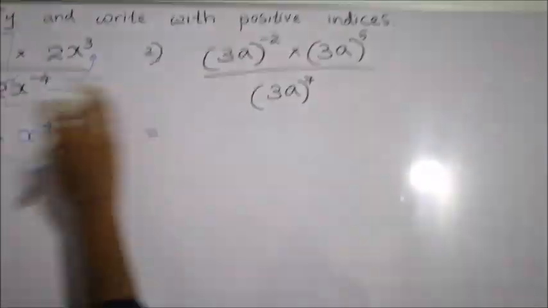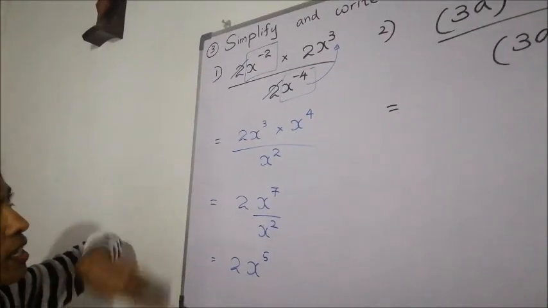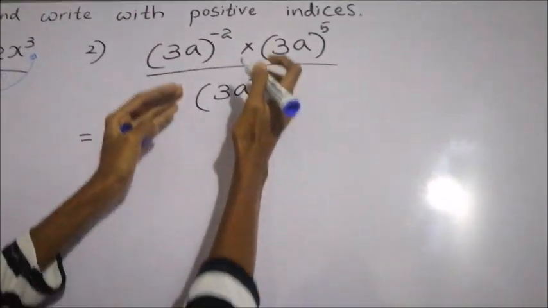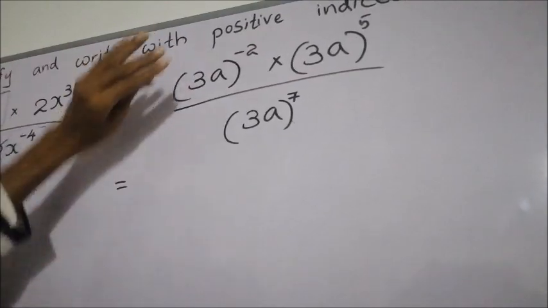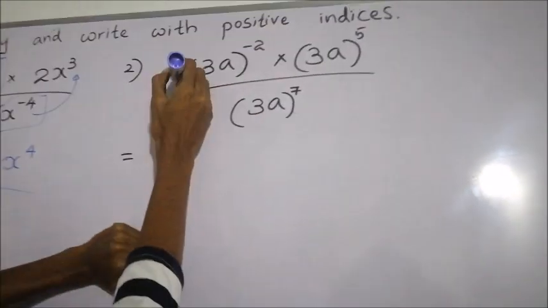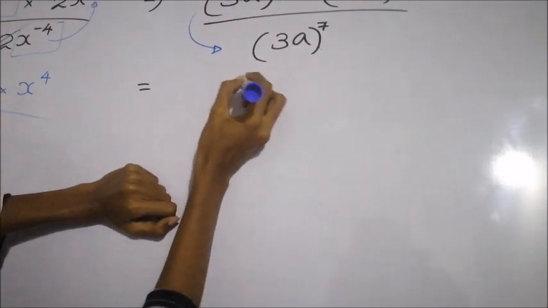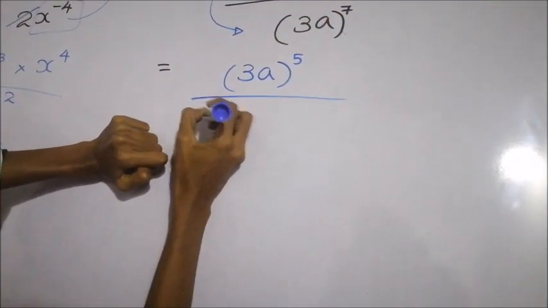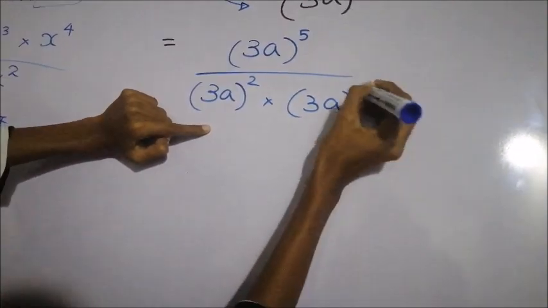For the whole section, not like earlier. Earlier, the indices were not put on the whole section. That's why we took x letters separately. But here, along with the number, for the whole section, these indices are mentioned. That means this whole section's index is -2. So firstly, we will make the negatives positive. What will remain there? 3a to the power 5 when this goes down. And here I am writing 3a to the power 2, 3a to the power 7.